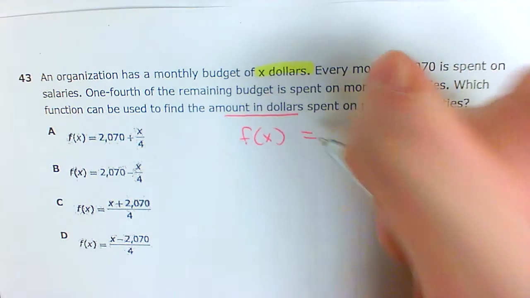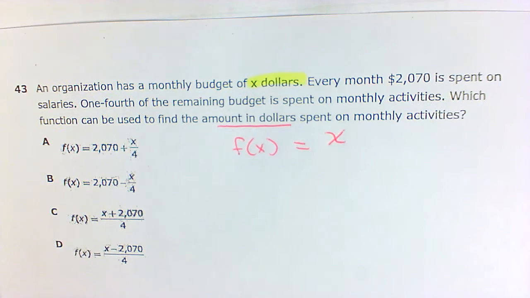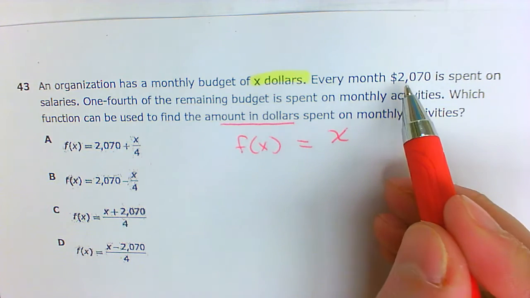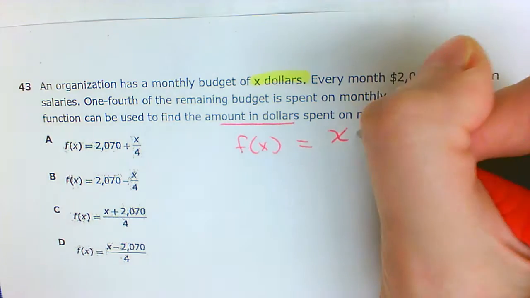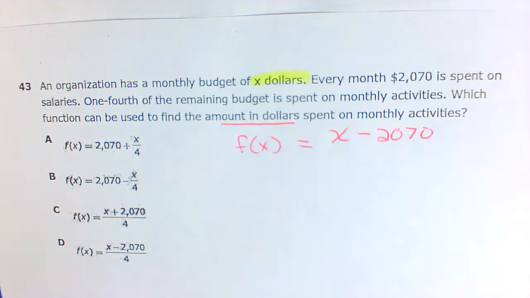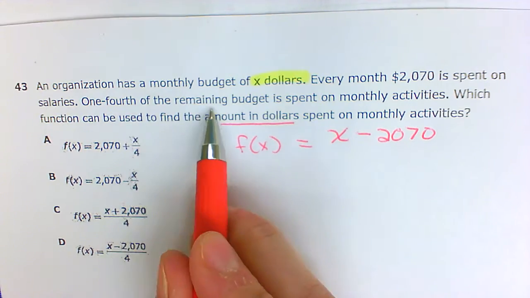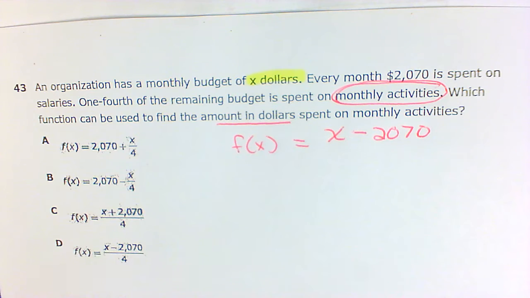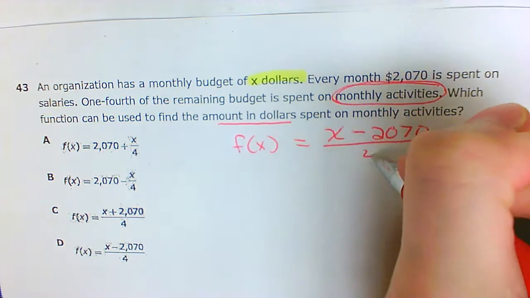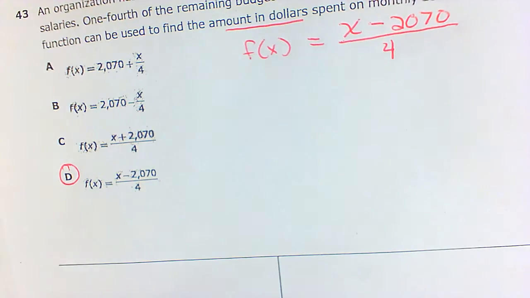Now they said that the organization has a budget of X dollars, so this is the amount of money that they can possibly start off with. Then they said every month $2,070 is spent on salaries. So whatever their budget is, they have to take out $2,070 so they can pay the people that are working for them. After that, they said 1/4 of the remaining budget is spent on monthly activities. And this is what we are concerned about. We're writing the equation for it. So if I take this thing and I want 1/4 of it, that's the same thing as dividing it by 4. So the one that makes the most sense would be answer choice D.